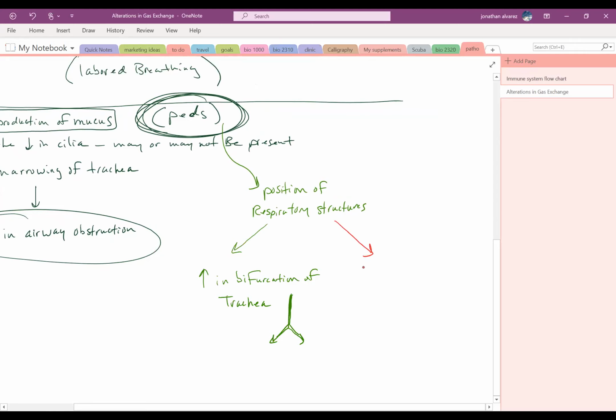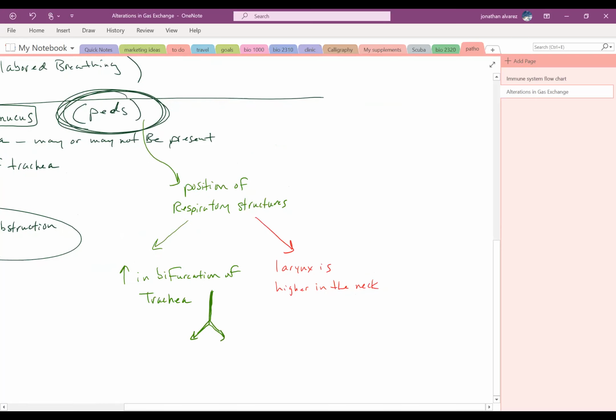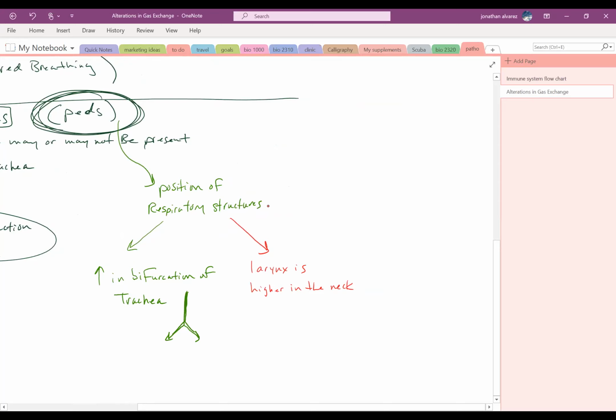could be the larynx is higher in the neck, or yeah, the neck area, throat area. Okay, the actual positioning of that can cause some respiratory problems. And the glottis can sit higher in the throat.